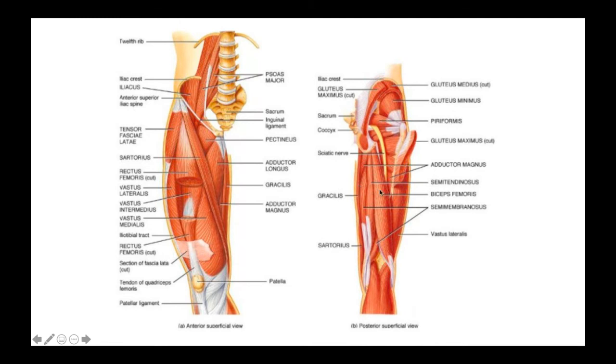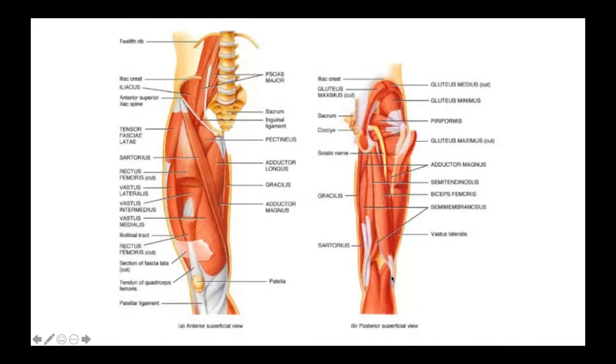On the posterior side of the thigh, we have the hamstring muscles. The hamstrings originate on the ischial tuberosity. There are 3 hamstrings. 1 of them is lateral, and 2 of them are medial. The 2 that are medial are the semitendinosus and the semimembranosus. So those are the 3 hamstrings: biceps femoris, semitendinosus, semimembranosus. They cross the hip so they can extend the hip.